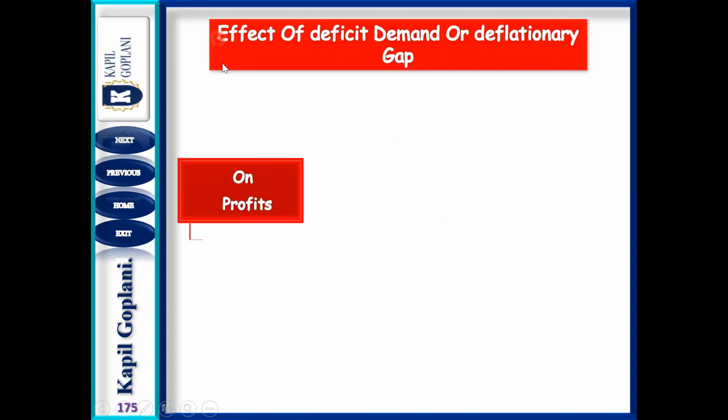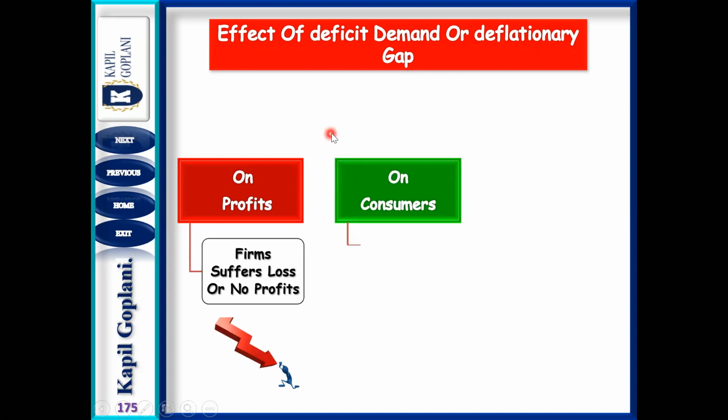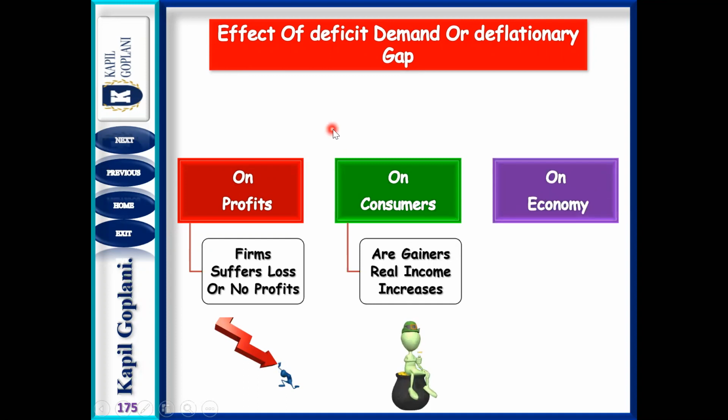Okay, at the time of inflation, there will be no involuntary unemployment. Now what will be the effect on profit? Firms will suffer huge losses and there will be no profit because deflation is going on. Second, what will be the effect on consumers? Consumers are the gainers as their real income increases.